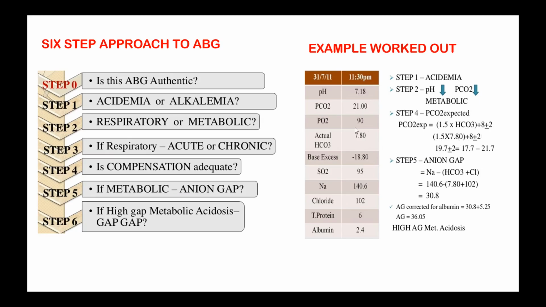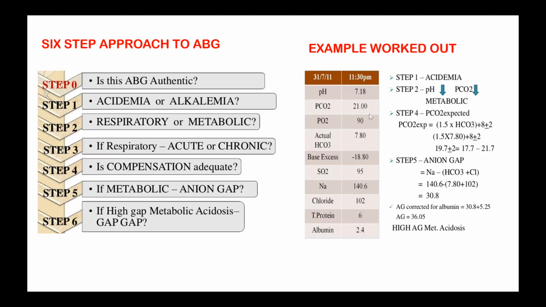So here the value of bicarb is 7.8. So multiply that, you get about 19.7. That is including the 8, and it comes to 21.7. So the patient is adequately compensating by washing out the carbon dioxide.